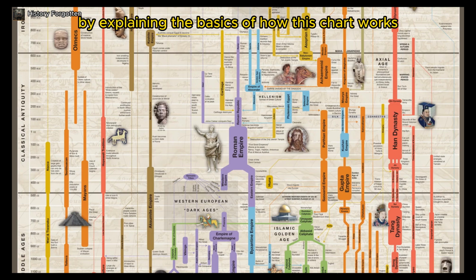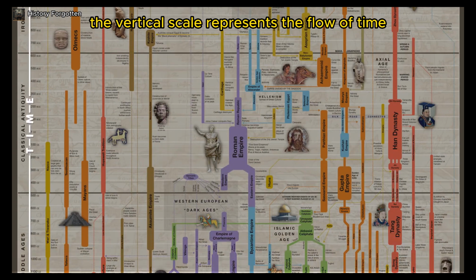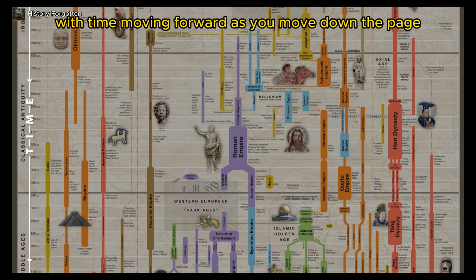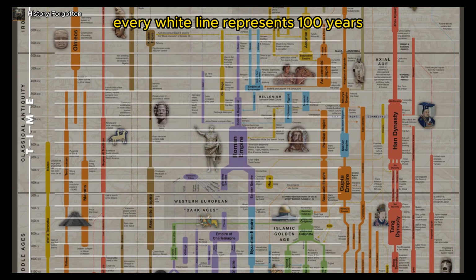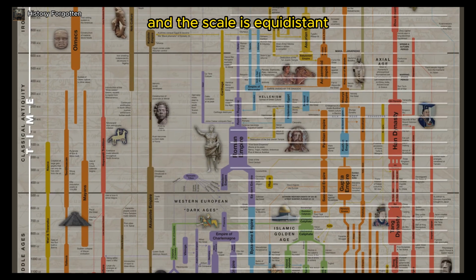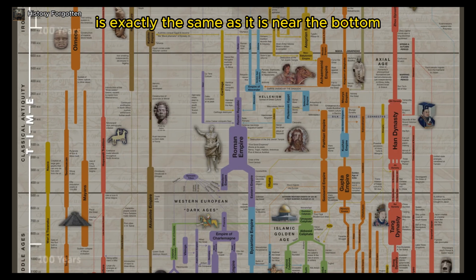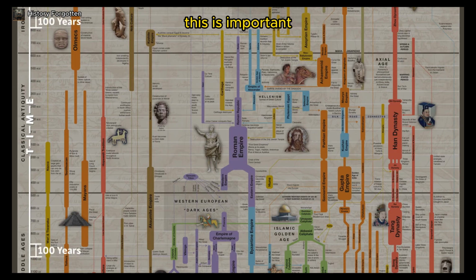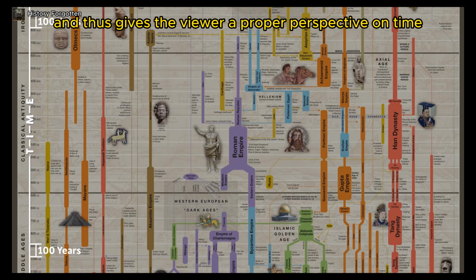Let me start by explaining the basics of how this chart works. The vertical scale represents the flow of time, with time moving forward as you move down the page. Every white line represents 100 years, and the scale is equidistant, which means that the distance between two lines near the top of the chart is exactly the same as it is near the bottom.